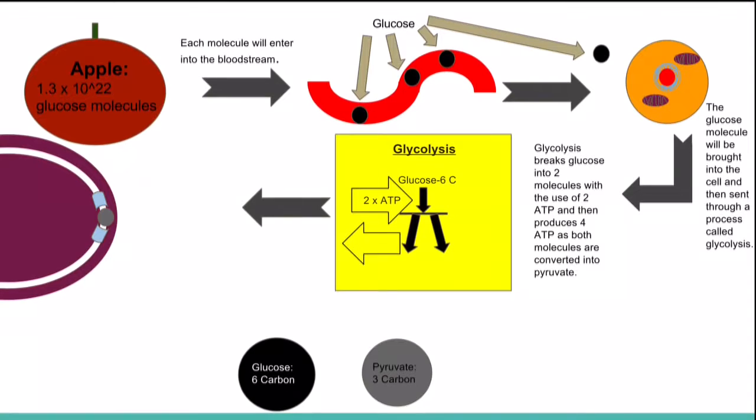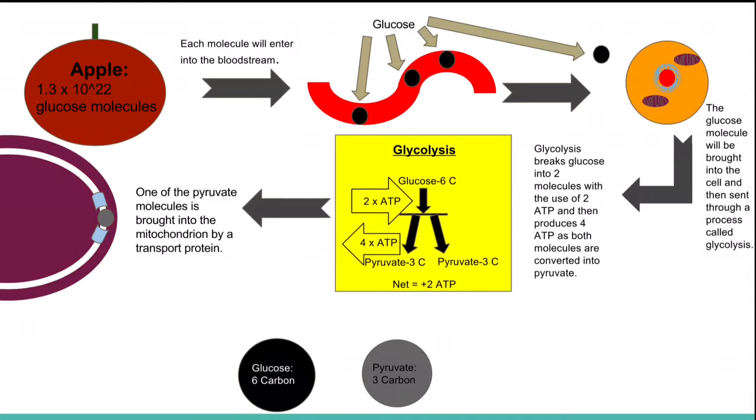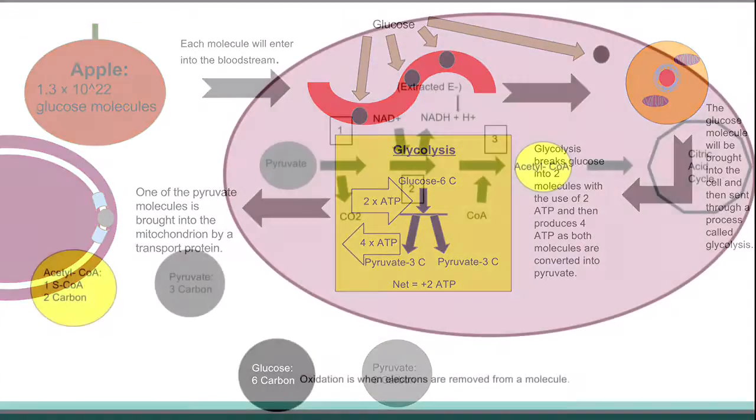First, the investment phase, where 2 ATP are used to separate glucose, a 6-carbon molecule, into two molecules. Then the payoff phase, where 4 ATP are formed as those molecules are turned into pyruvate, a 3-carbon molecule. A total of 2 ATP are gained by this process. One of the pyruvate molecules will then be sent into the mitochondrion. This is done with the help of an active transport protein.